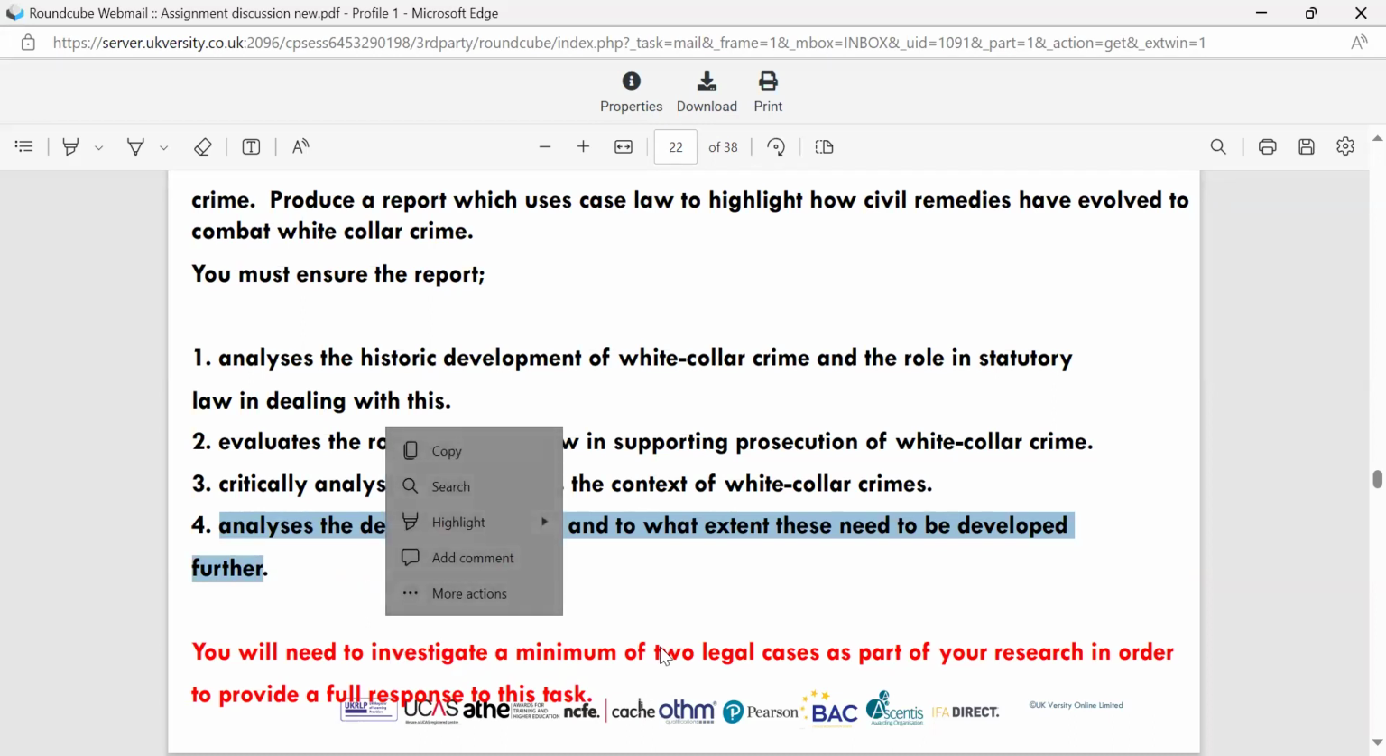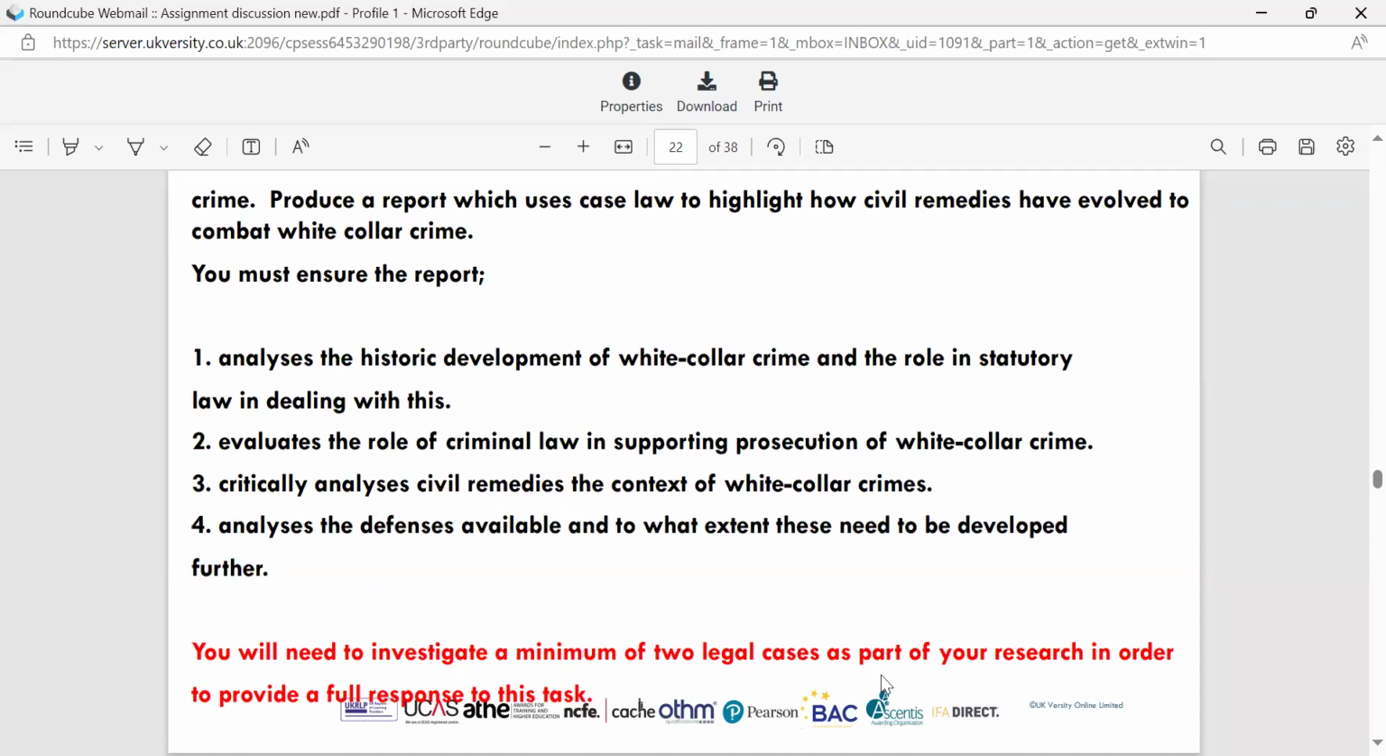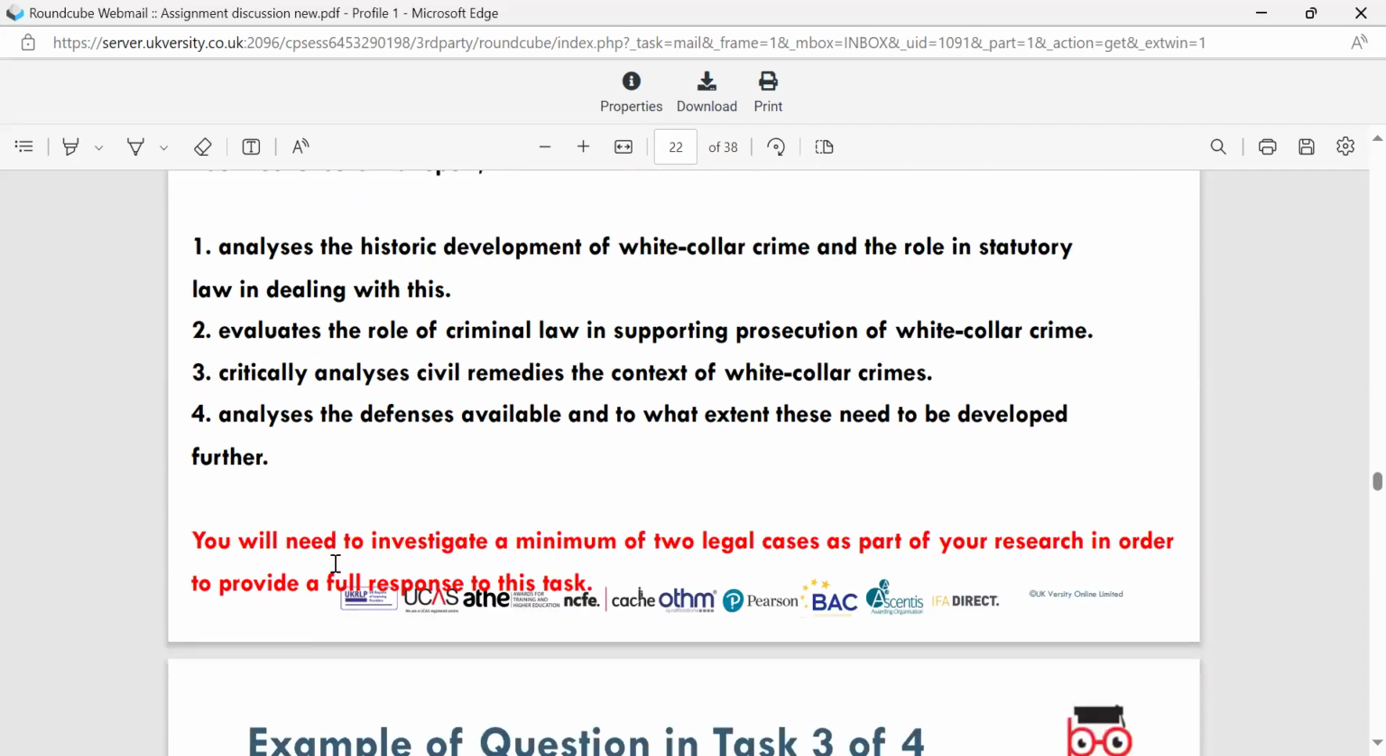You will need to investigate a minimum of 2 legal cases as part of your research in order to provide a full response to this task. Make sure you're looking at the cases in regards to this to identify that you are answering this fully. Remember, it's a level 7 unit, so you need more detail and depth as well.